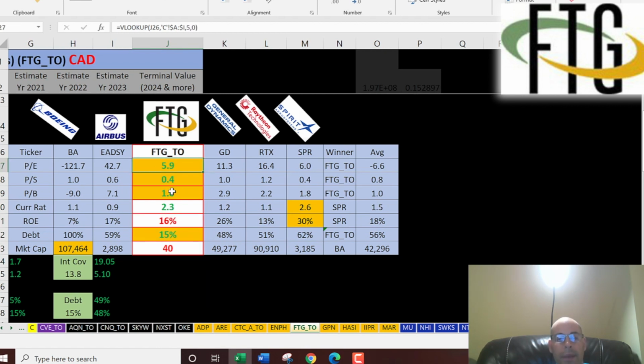So they're better than the average company in price to earnings, price to sales, price to book, and current ratio. They're a little worse in ROE. The average in the industry is 18% and they're 16%. And in debt, they're the best. They have the lowest amount of debt. Boeing is all debt. So even if you converted this 40 million Canadian dollars to US dollars, they're still by far the smallest company. So let me know what you think of the video.